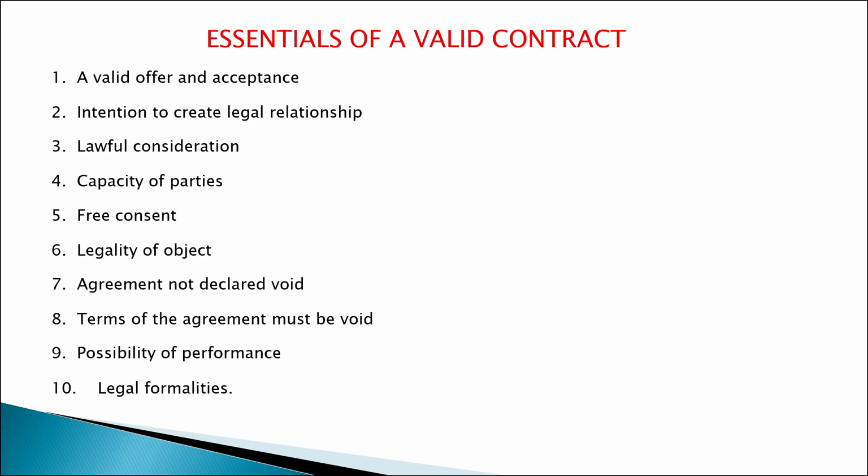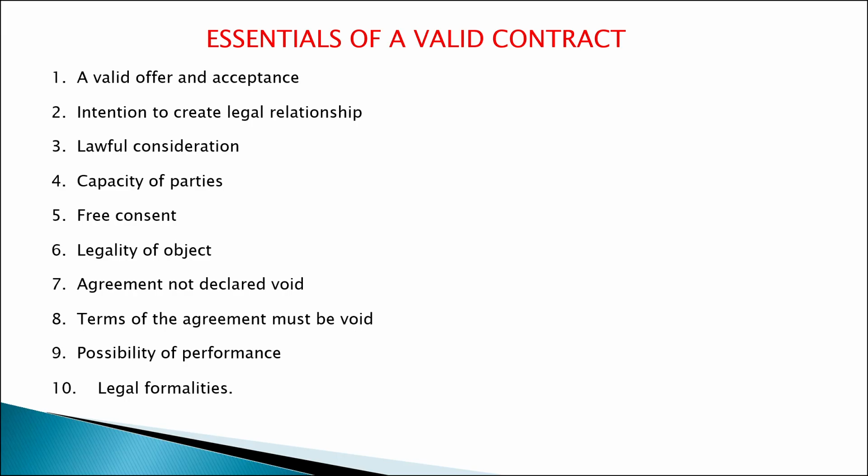It need not be adequate. It need not necessarily be in cash or kind. So it may be a promise to do or not to do something. So the next one is capacity of parties. That means they must be competent to contract, that is, capable of entering into a valid contract.